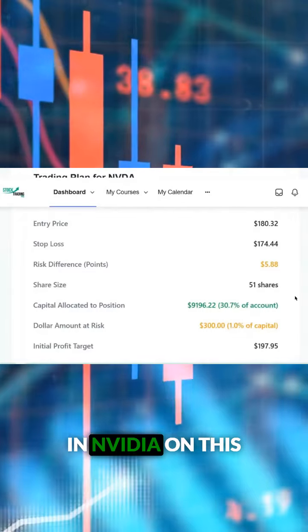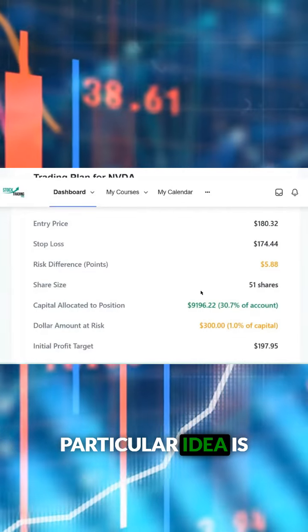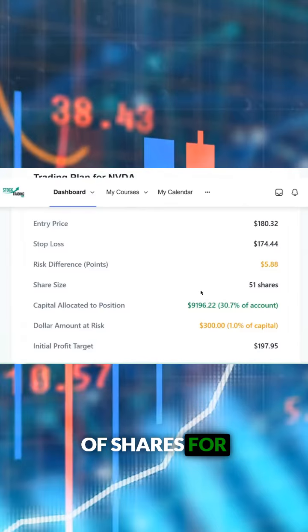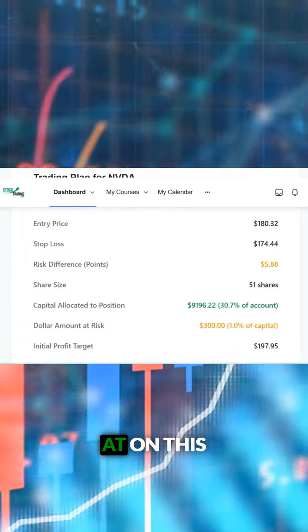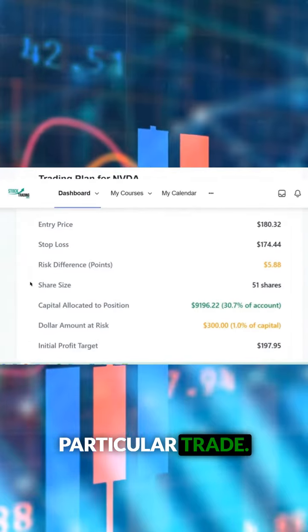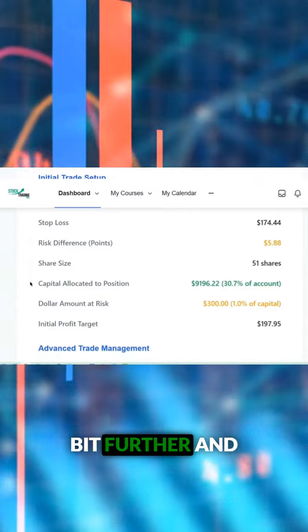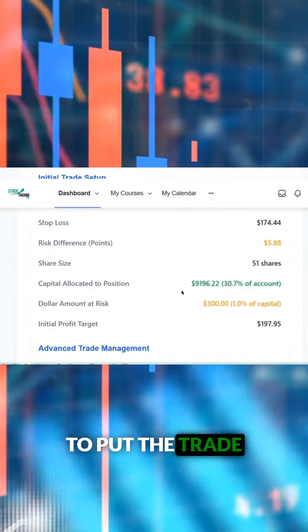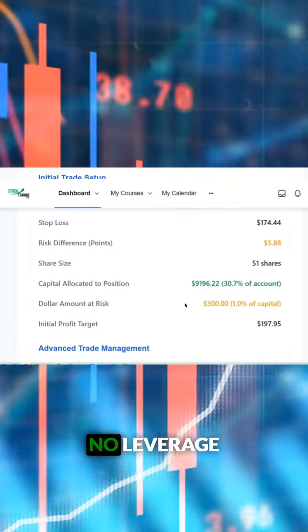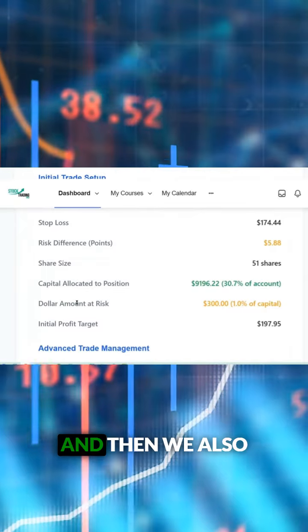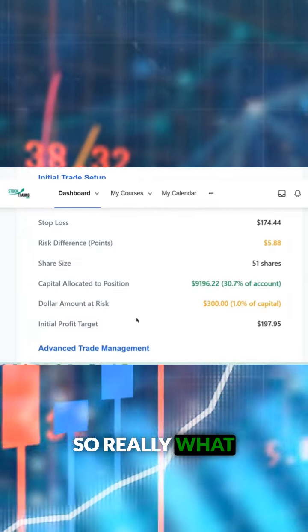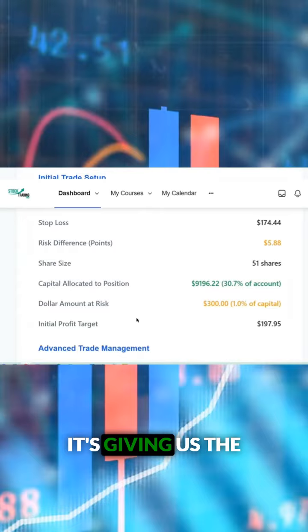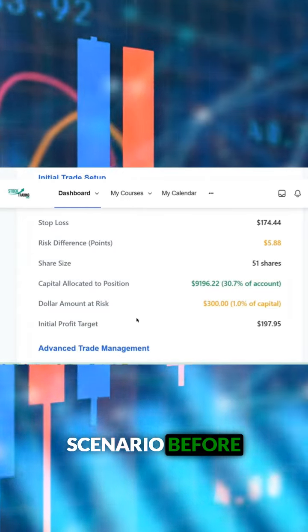So this 51 shares in NVIDIA on this particular idea is the right amount of shares for the risk and the stop loss that we're looking at on this particular trade. So now we move down a little bit further, and you can see the capital needed for this position to put the trade on, assuming no leverage or anything like that. And then we also have the dollar amount of risk. So really what this is doing is it's giving us the whole trade scenario before we put it on.